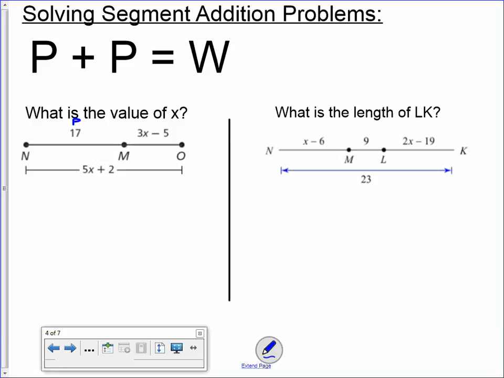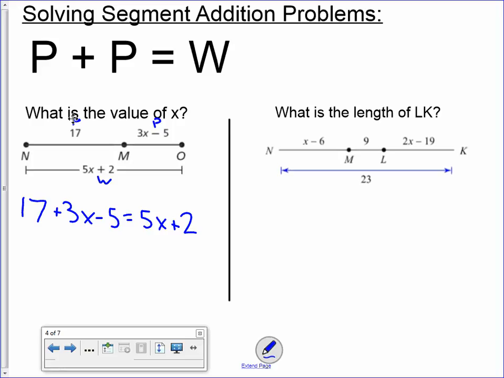17 represents a piece. 3x minus 5 represents the second piece. 5x plus 2 represents the whole thing. So all I'm going to do is piece plus piece equals whole, because the question is asking to find the value of x. When we're looking for a variable, we're going to have to set up an equation and solve.